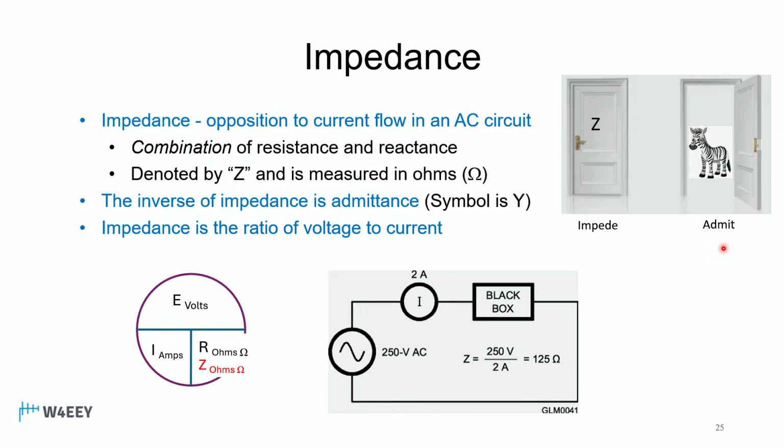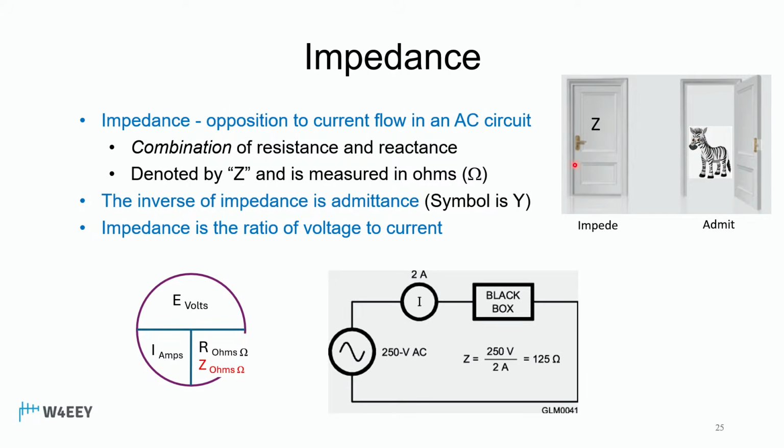So if you can remember this silly little diagram here, admittance is the inverse of impedance. Over here it says in the blue text, the inverse of impedance is admittance. Symbol is Y, but they don't ask us that. I don't know why. And we already saw that impedance is the ratio of voltage to current.